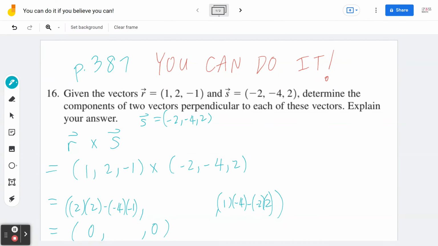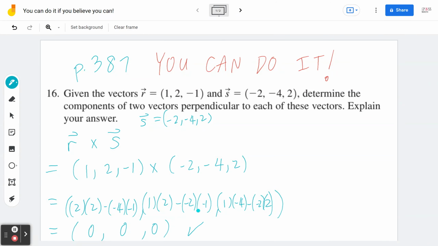Last but not least, if you look at the middle component, you do the exact opposite. You're going to take the product of negative 2, negative 1 minus 1 and 2. That's going to give you 1 times 2 minus negative 2, negative 1. So that's going to be 2 minus 2, which is going to be 0.